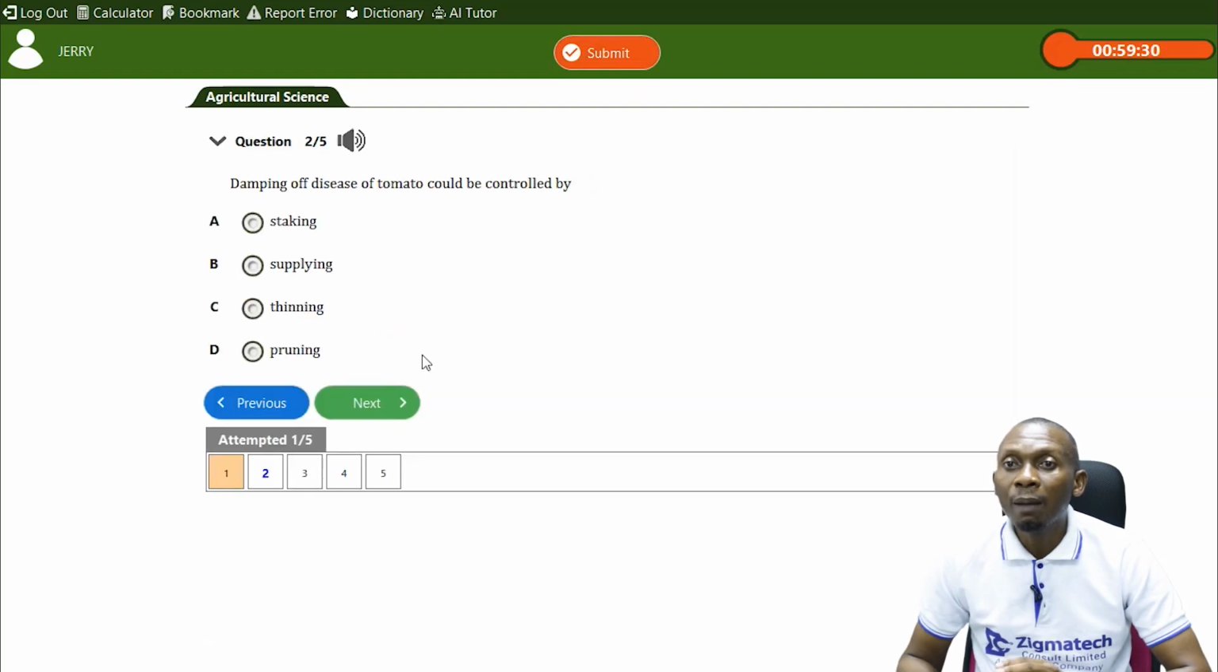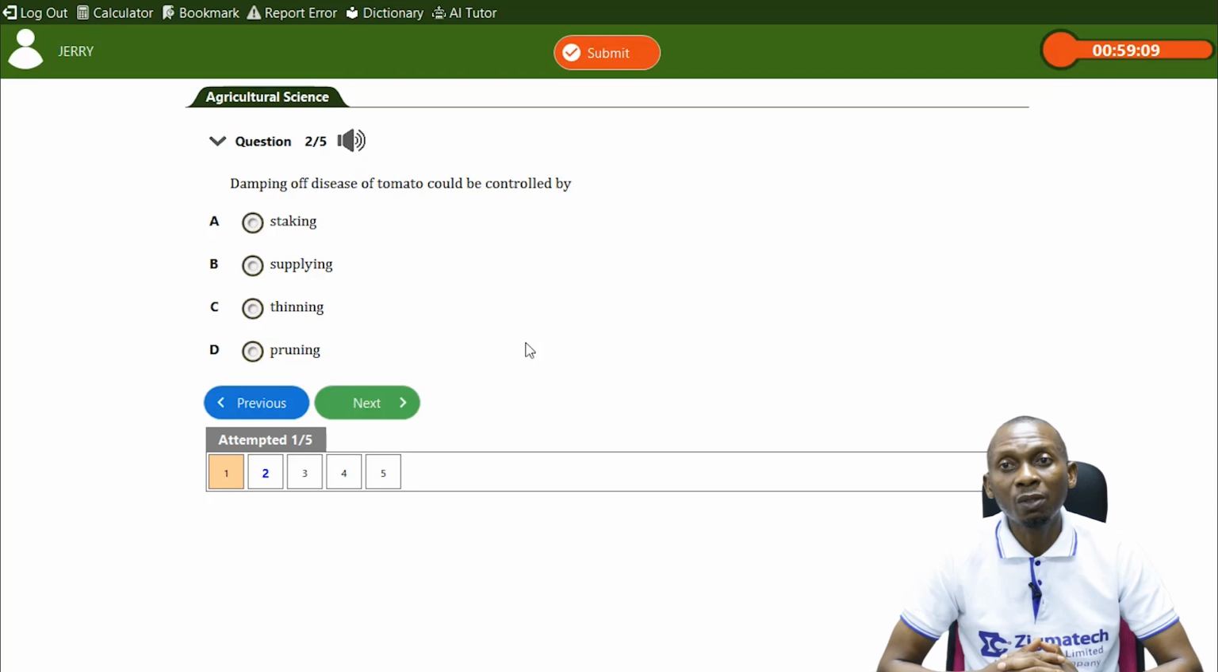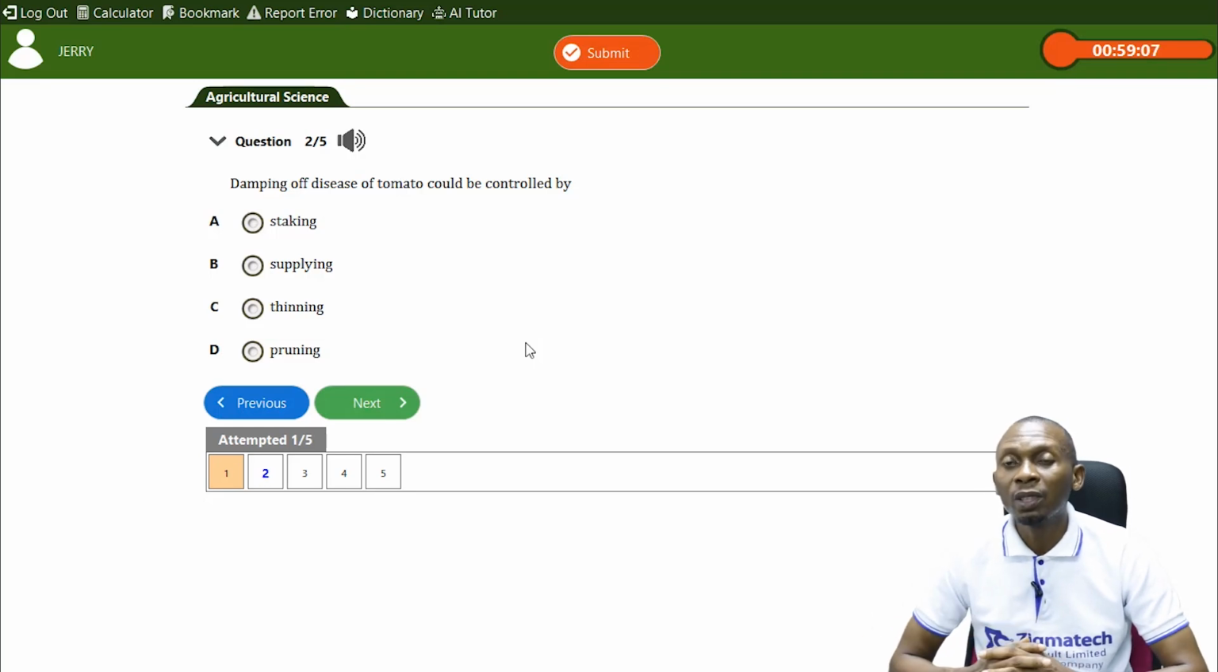Next, damping off disease of tomato could be controlled by staking, supplying, thinning, or pruning. Supplying is replanting of seeds that fail to grow. Thinning is reducing of seedlings that are at a stand that are more than what is required. Pruning is removing of unwanted plants, but staking is relevant for tomatoes and yam. So staking will help to control and prevent contact of the fruits with the soil and so on. So staking is the answer.